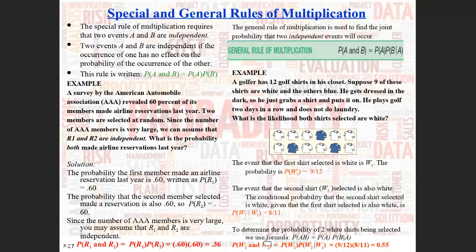Okay, so if we determine the probability of 2 white shirts being selected, use the formula. P of A and B is equal to P of A times the P of B given A. Straight line means given. Substitute in numbers. We have 9 over 12 times 8 over 11 equals 0.55 or 55%.